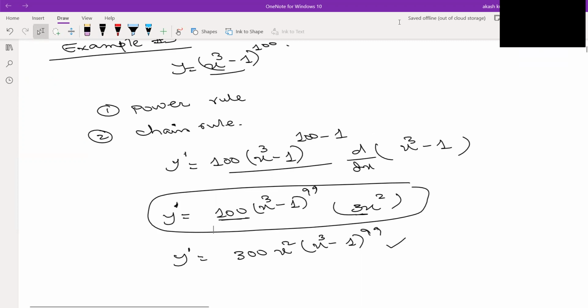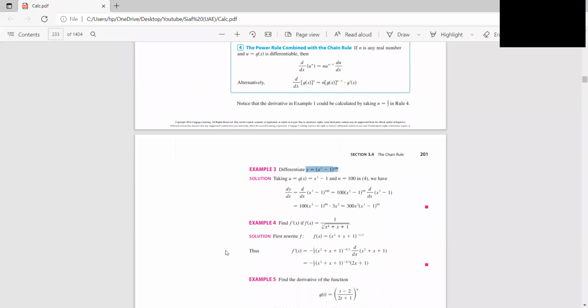Why don't we multiply it by the first bracket, which is 100 multiplied by x cube minus 1? You mean x cube minus 1 to the power 99? Yeah, why didn't we multiply by this one and instead we multiply by the other one? Can you please form your question again? Can you go back to the other screen?